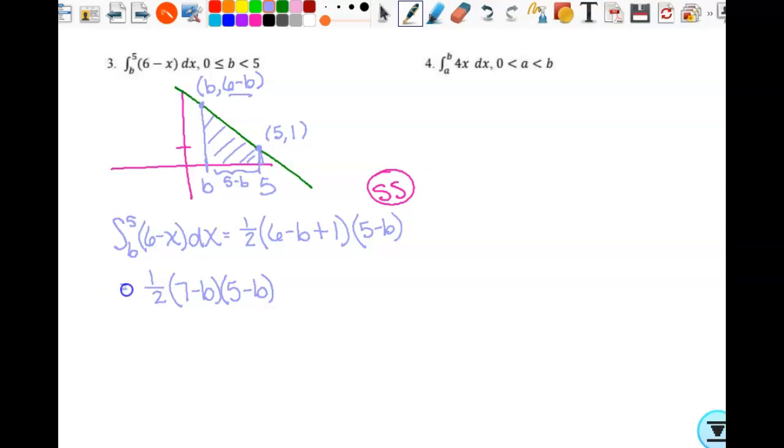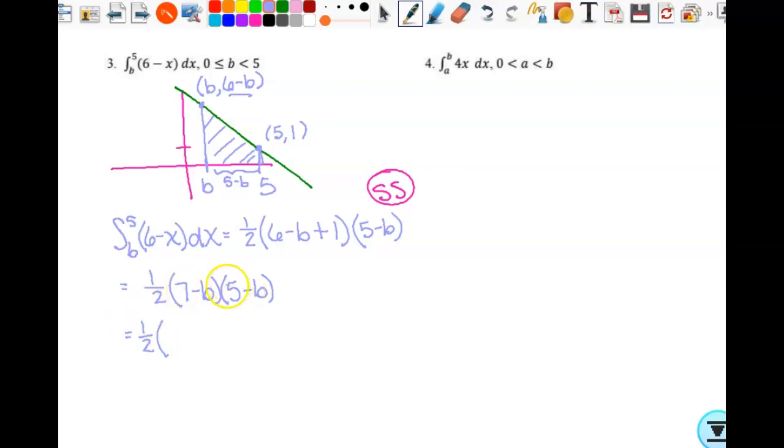And maybe, if it's multiple choice, maybe that's what the answer choice looks like. Or maybe we have to keep going. I would suggest in a situation like this not to distribute that 1/2 until you're done, just because I think it's going to make everything easier. So this is equal to 1/2, and then I'm going to multiply these two binomials.